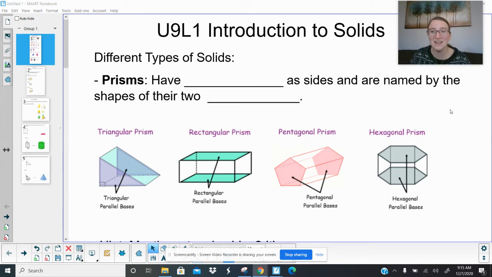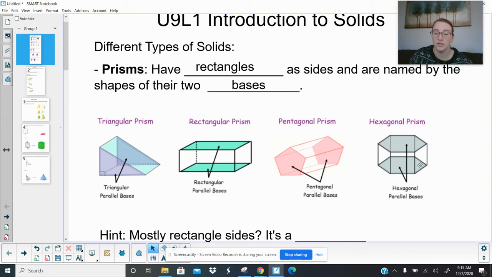Part of this assignment is going to be identifying these shapes. Okay, so let's start with prisms. So again, at the very least, you want to have the definition written down. Don't need to draw the picture though, they're complicated. So a prism has rectangles as their sides, but they are named by the shapes of their two bases. So these are all examples of prisms.